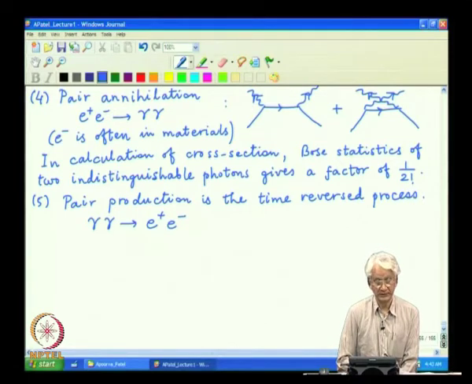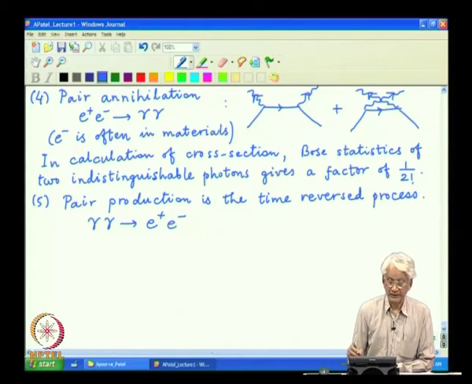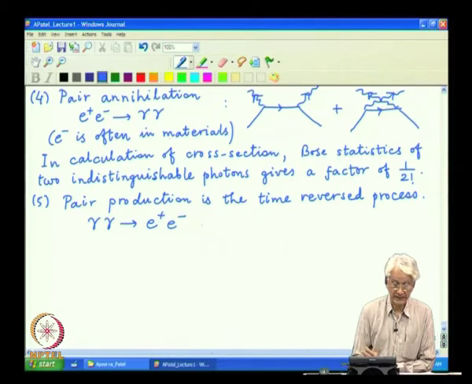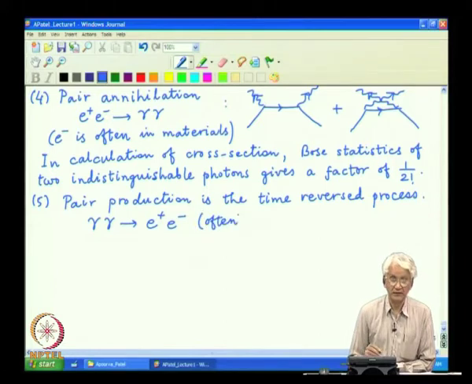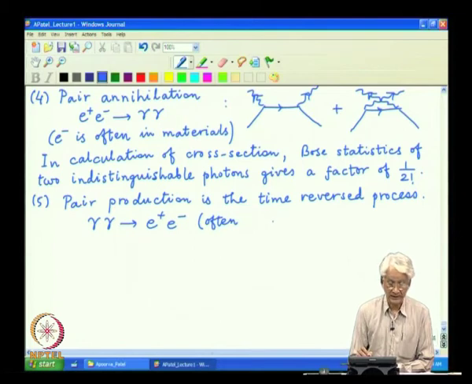E plus and E minus, though described both by the same Dirac equation, they are distinguishable because they carry opposite charges. And so, this process has a calculation which differs by 1/2 factorial in the cross section compared to the time reversed of the first annihilation process. But the difficulty in this particular process is this hitting one photon with another is quite unlikely. Photons do not stand still to be hit as a target.